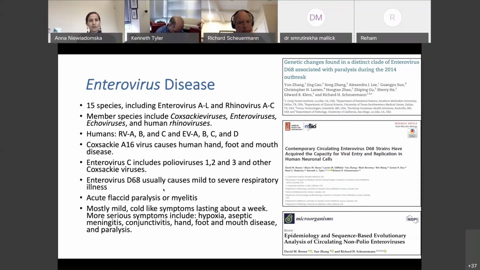So in general, most of these enterovirus species cause mild cold-like symptoms. They last about a week. More serious symptoms, however, can include hypoxia, meningitis, conjunctivitis, hand, foot, and mouth disease, and paralysis. So while they generally are thought of as mild childhood infections, there can be severe consequences in a small percentage of patients, which is why we spend a lot of time and effort trying to understand these viruses, study them, and develop vaccines for them.